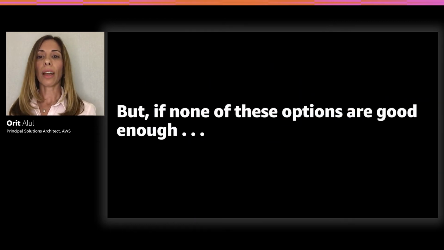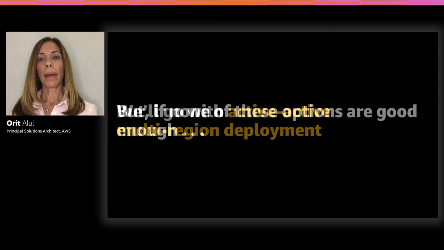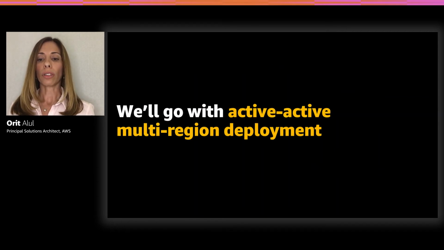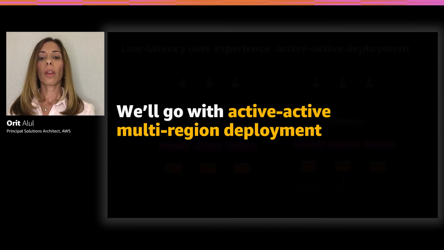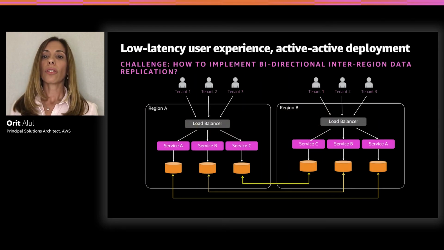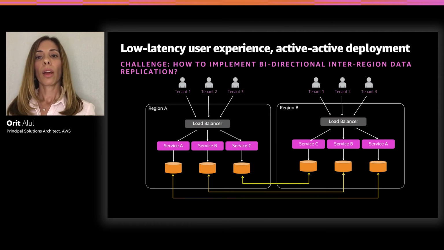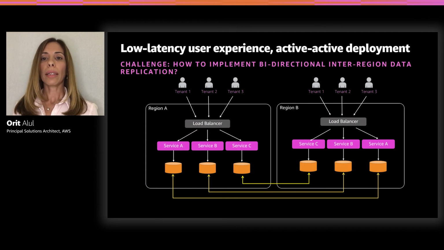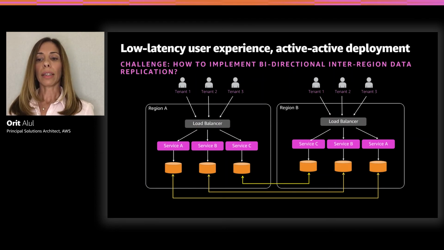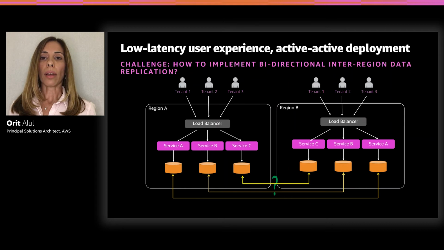But if none of these options are good enough, we are back to the active-active multi-region deployment, in which we would like each user to reach the closest region based on her geographic location at any time, meaning we would like to be able to serve any tenant from any region at any given time. So we are back to the challenge of how can we synchronize the data across the different regions given the inter-region latency. How can we implement the inter-region bidirectional data synchronization?